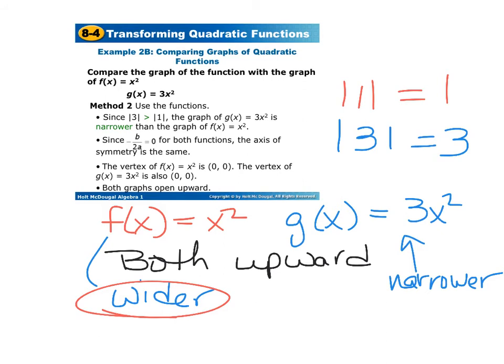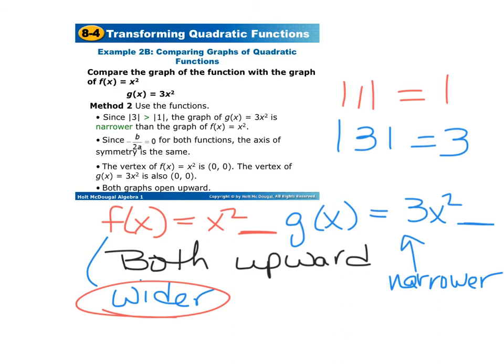There is a y-intercept, it's 0, because there's nothing being added here and nothing being added here. So the only thing that's changing here is the width of the graph. It's not changing direction, and it did not translate.